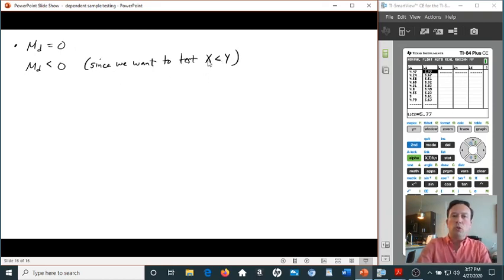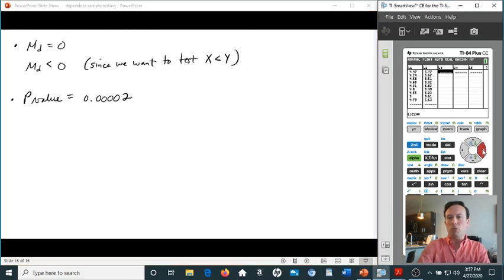Now, since we want to test that X is less than Y, we're going to use the less than sign in the alternative hypothesis. The null hypothesis, which I forgot to label here, is H sub 0, so make sure you label that as H sub 0. And this is H sub A, that mu d is less than 0. Now the p-value is very small. Let's take a look at how we get that.